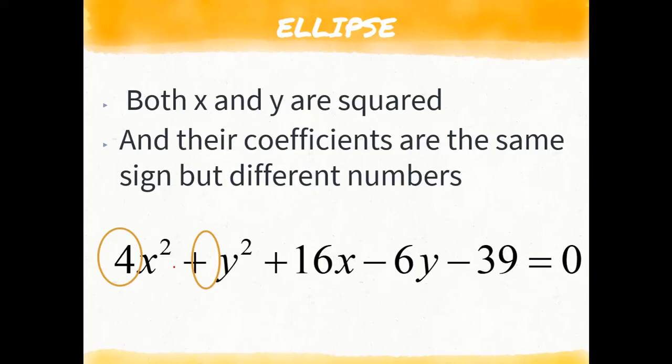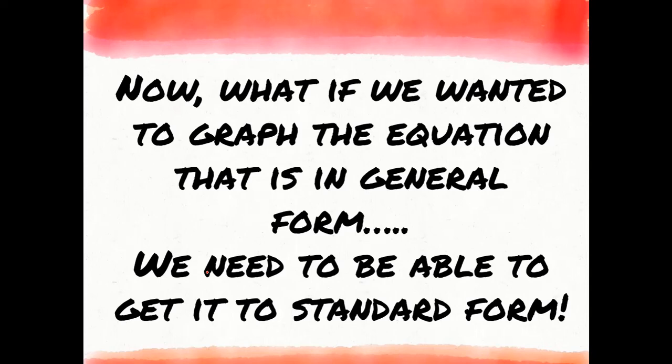If I want an ellipse, still x and y are both going to be squared. However, their coefficients are going to be the same sign, but different numbers. So like this has a 4, but they're both positive, and this guy has a 1. That's how we know we have an ellipse versus a circle. Being able to identify them sometimes even helps us right off the bat, so we kind of know what we should be getting out of it. So ultimately, if we wanted to graph these equations that are in general form, we need to be able to get them to standard form. That's when completing the square comes back into play.